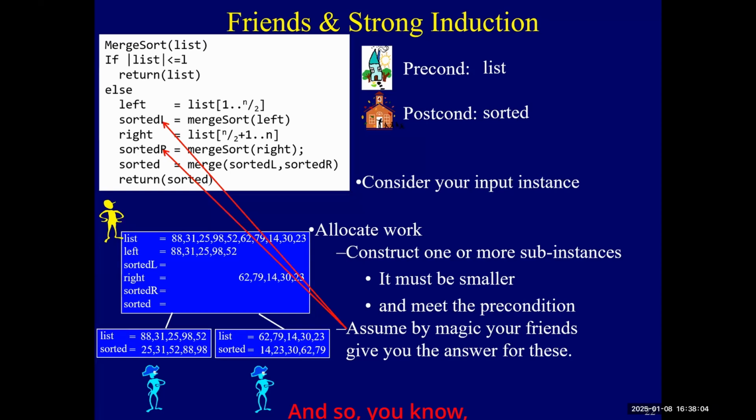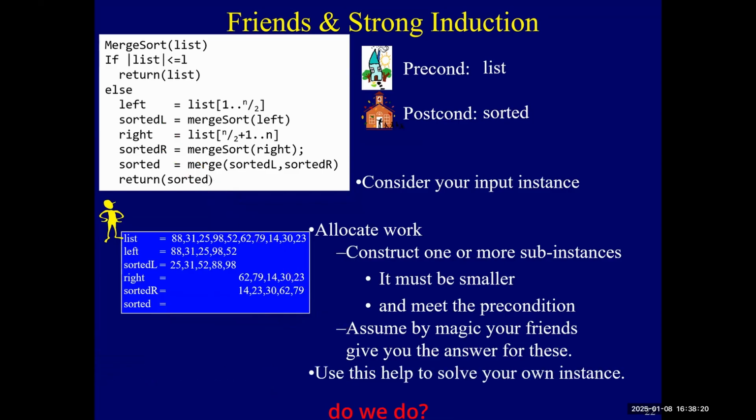And so, how does it do it? Well, somehow here we're not going into how he does it. We're just saying it happens, right? And then their answers come back. And then what do we do? We solve our own problem. So here we take the two answers from our friends and we merge them together to get our answer. That's the merge part. Everybody see that?